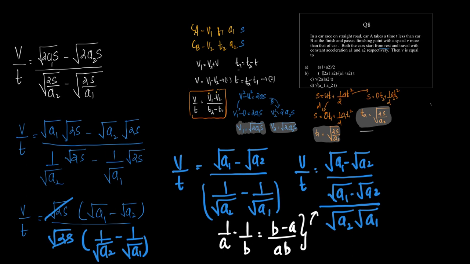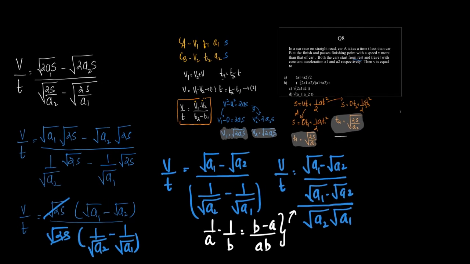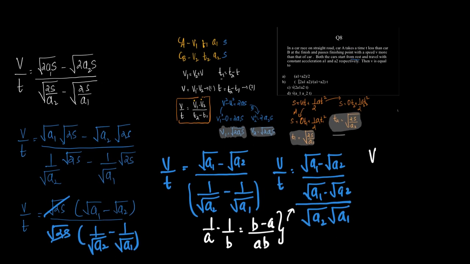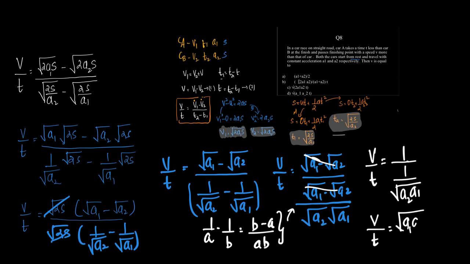Okay, and doing so, both of these terms will get cancelled off, and what we get is 1 by root of A2 into A1. So V by T is equal to root of A1 into A2, and therefore V is equal to root A1 into root A2 into T, which gives us the correct option.